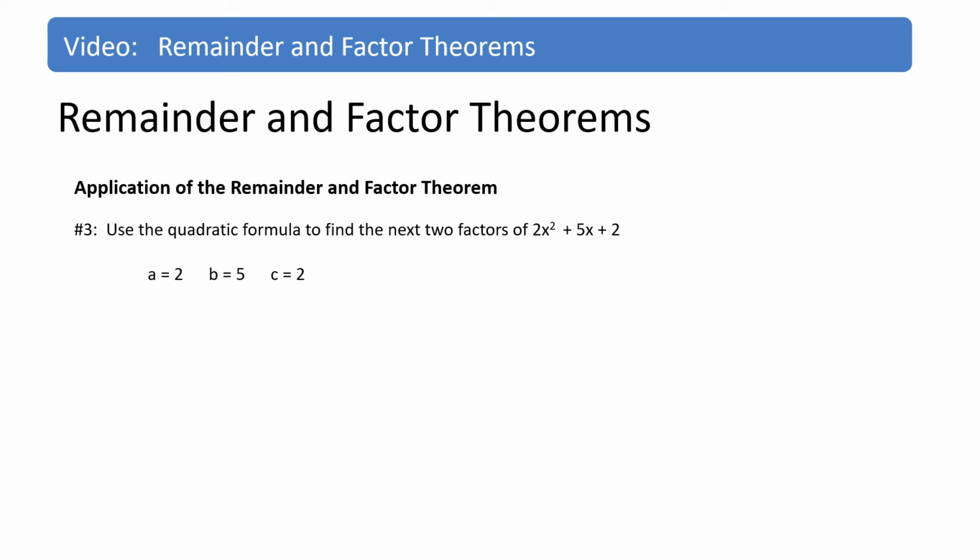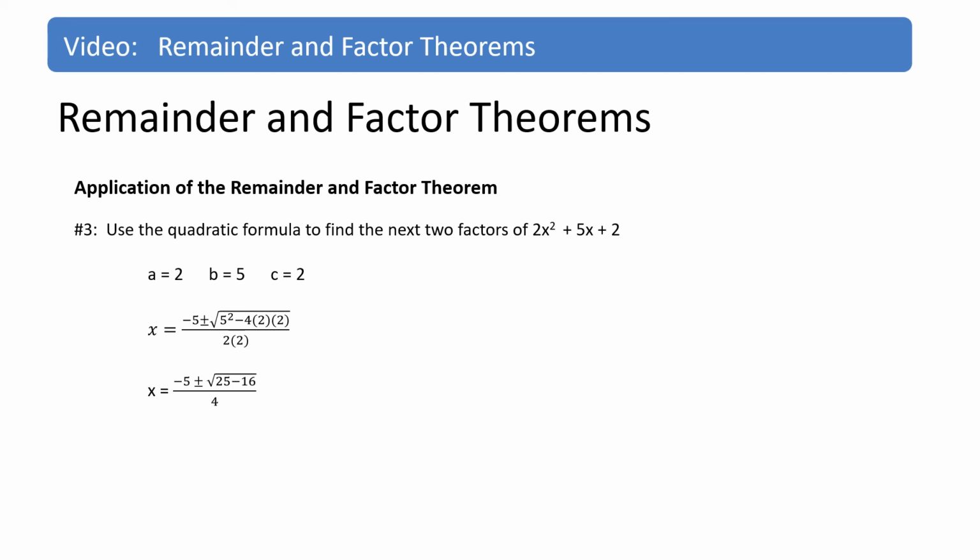To use the quadratic formula, we have to identify the a value, b value, and c value. In our equation, we know that a is 2, b is 5, and c is 2. And here, we've substituted in to the quadratic formula: minus b plus or minus the square root of 5 squared minus 4 times 2 times 2, divided by 2 times 2.